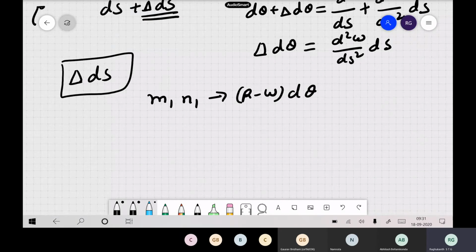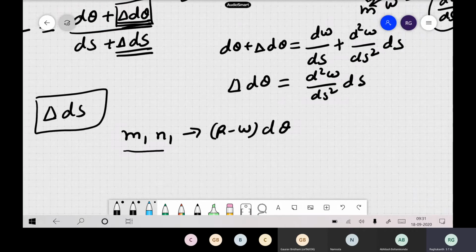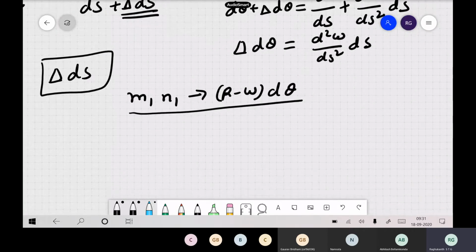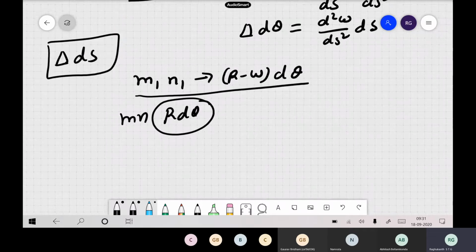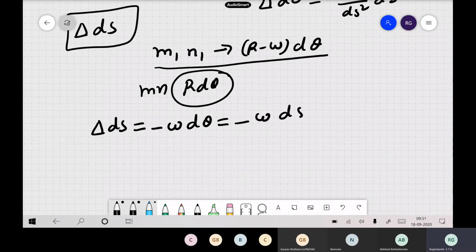So we write it like this. We are neglecting how much the angles and the curvature change. We write m1 n1 as simply r minus w into d theta. The original was r into d theta, and now it is r minus w into d theta. So based on this, the extra term delta ds is minus w into d theta, which can be written as minus w into ds by r, because d theta and r are linked.